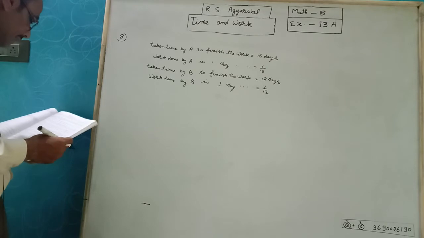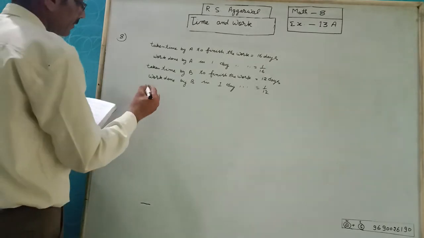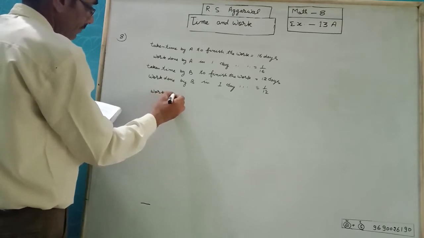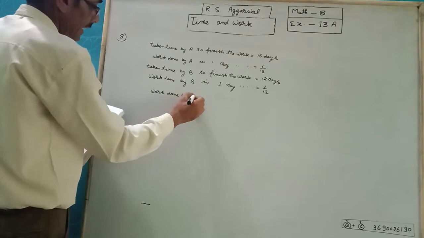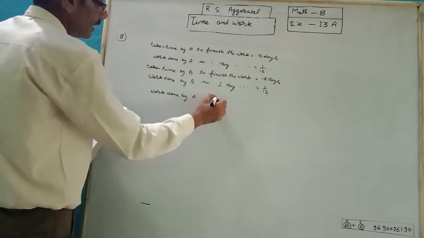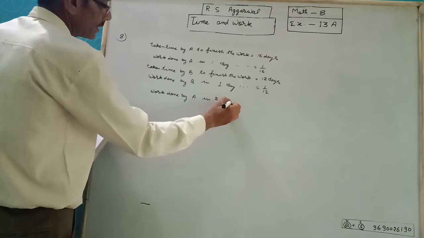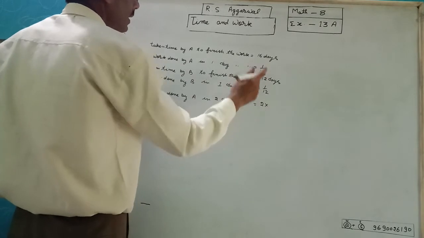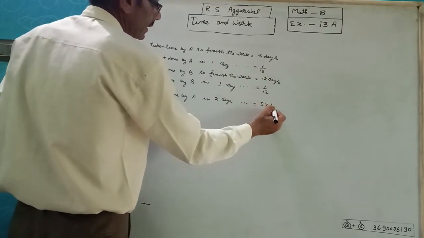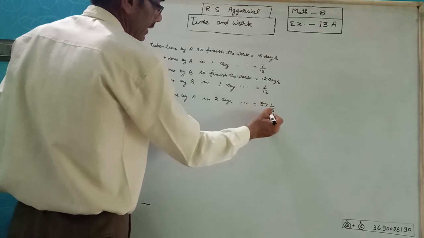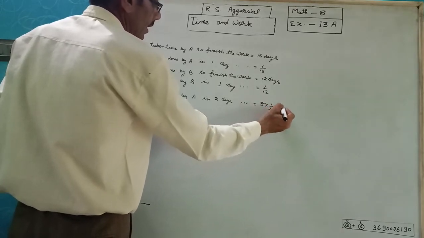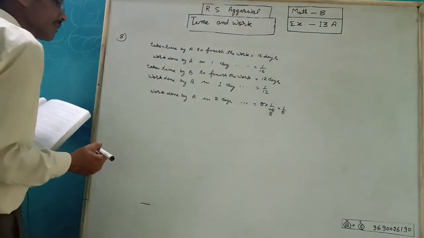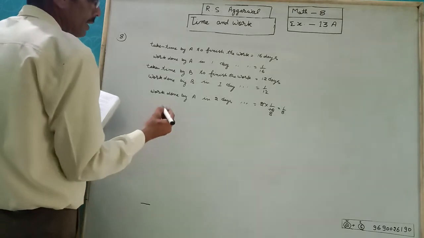A starts the work and works for 2 days. Work done by A in 2 days is equal to 2 into 1 day work, 1/16. 2 times 1/16 is 1/8. Work done by A is 1/8.